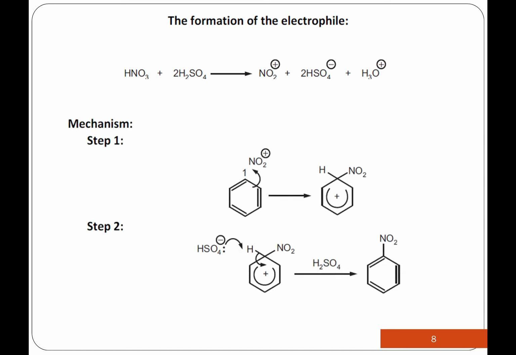This nitronium ion in the first step basically gets attached to the benzene ring to form the carbonium ion, and its conjugate base, that is HSO4 minus or hydrogen sulfate, abstracts the proton. This is a rapid step. You get nitrobenzene.